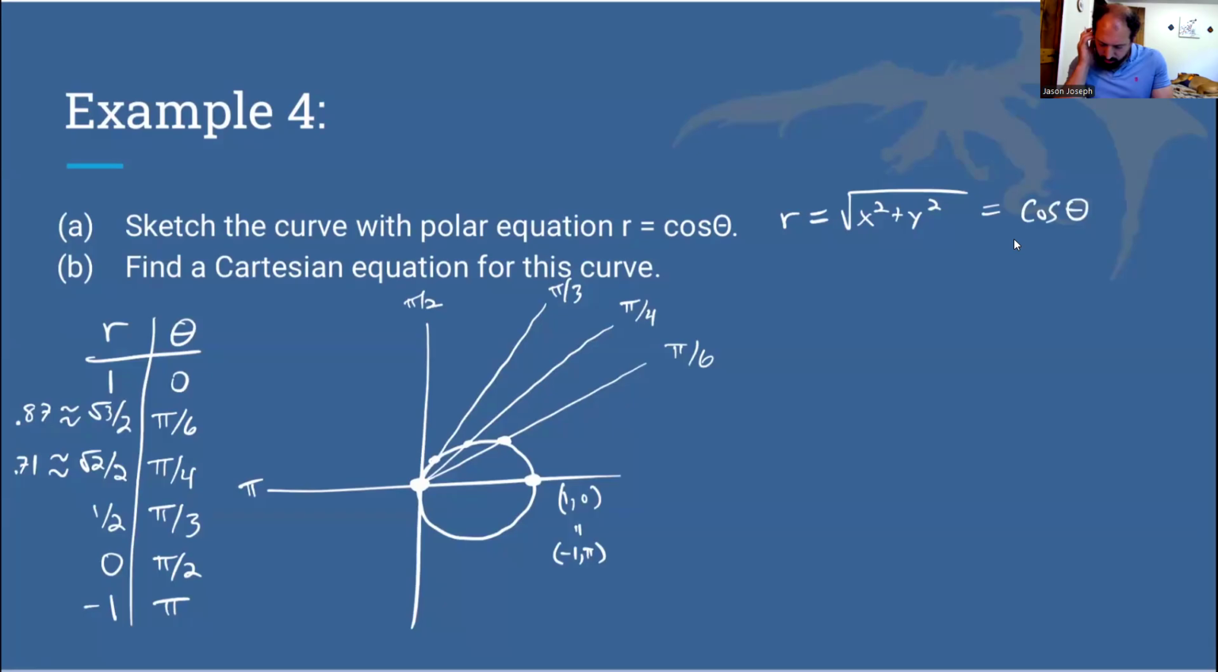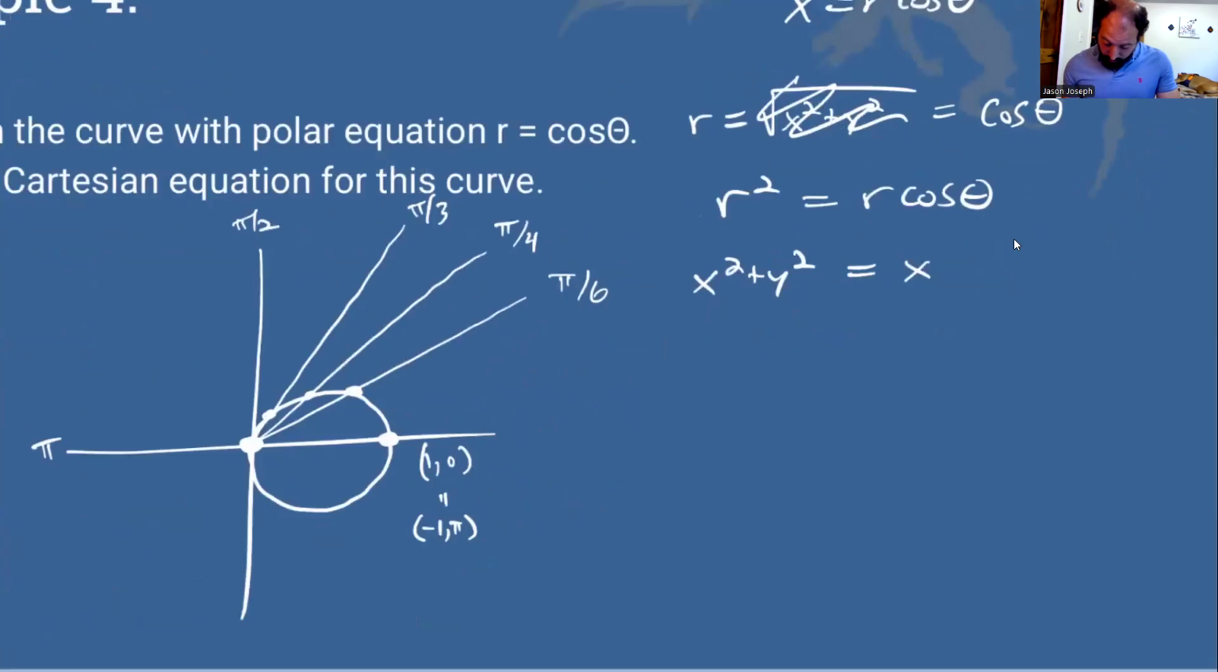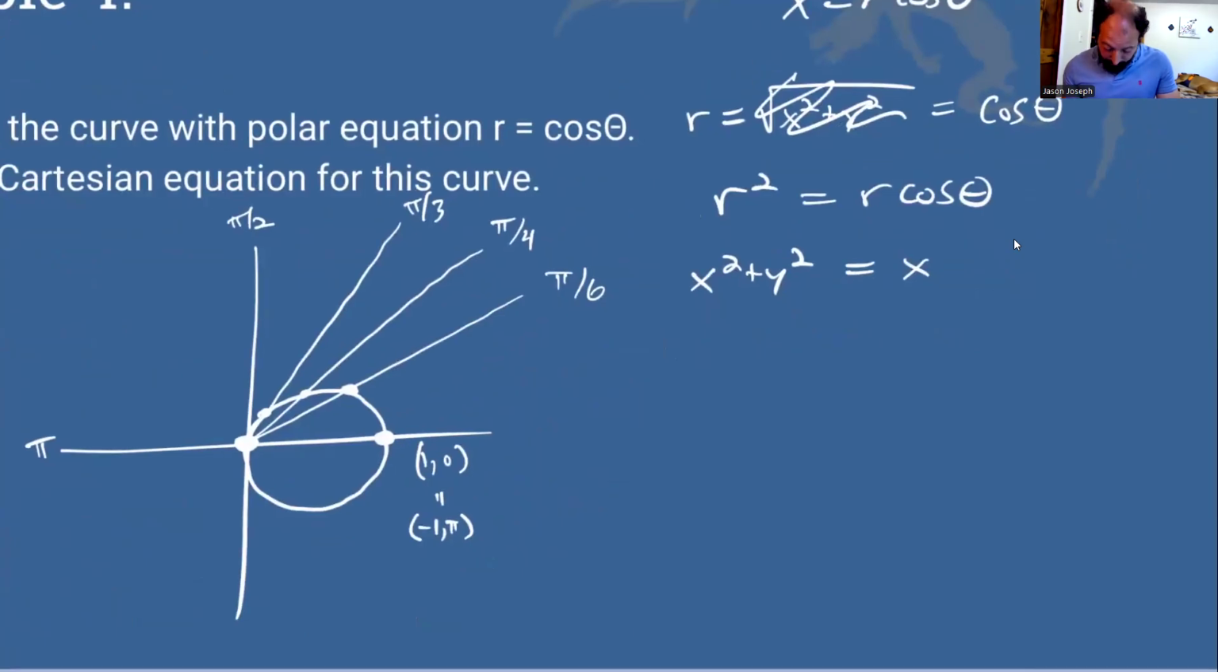Okay, so the other thing I know is that x is r cosine theta. So I'm going to actually just forget about this for a second and multiply both sides by r, and I get r squared equals r cosine theta. And now substitute for x's and y's. So square root of x squared plus y squared is going to be x squared plus y squared on the left-hand side, and r cosine theta is x. So that was a little trick that saved me some trig stuff.